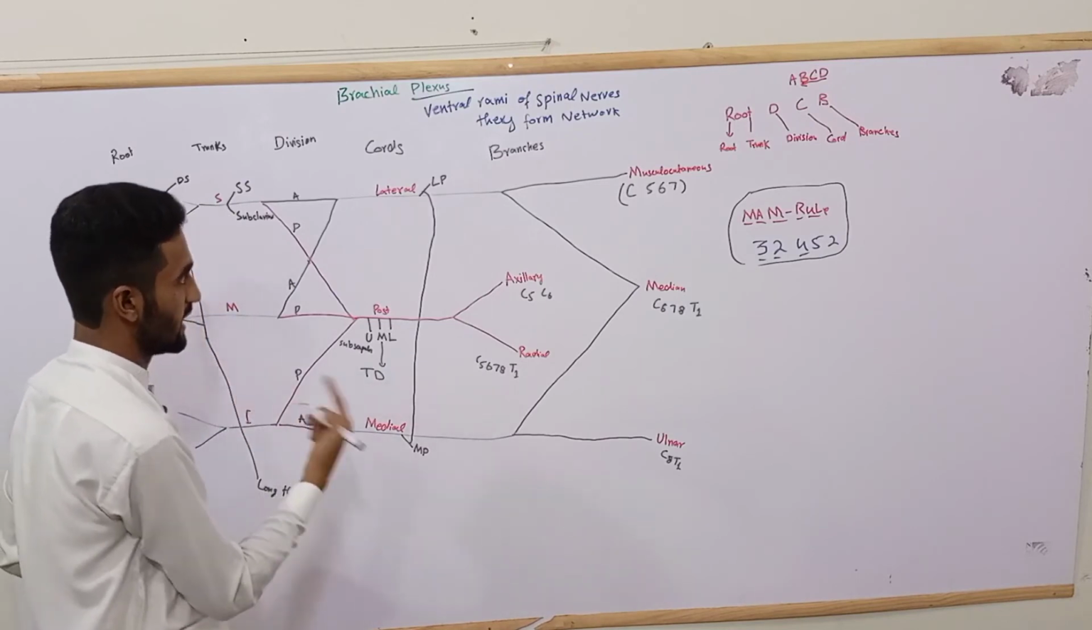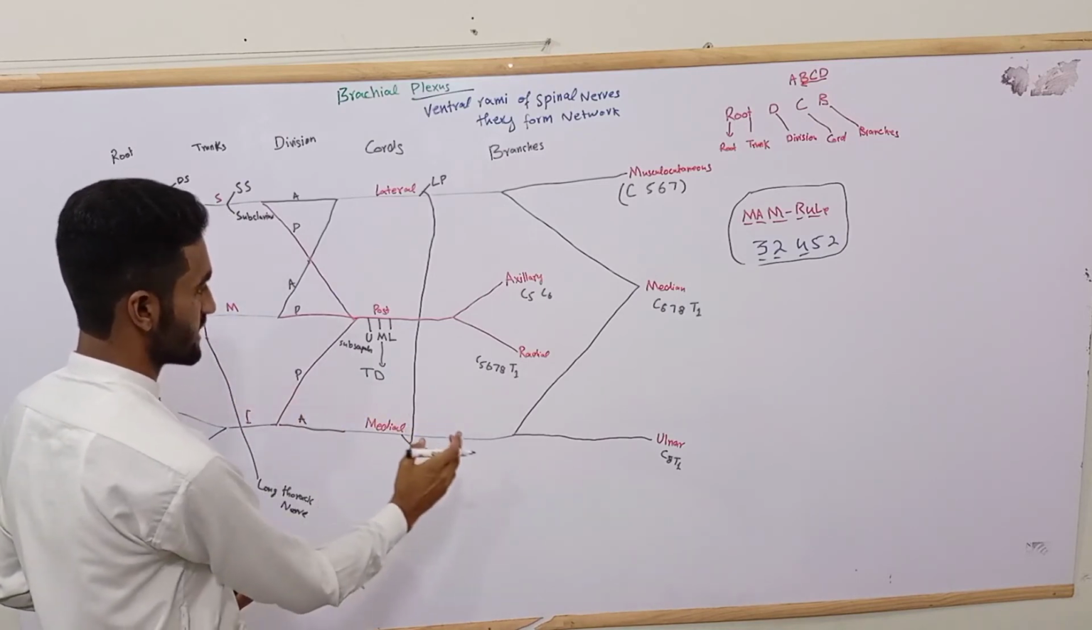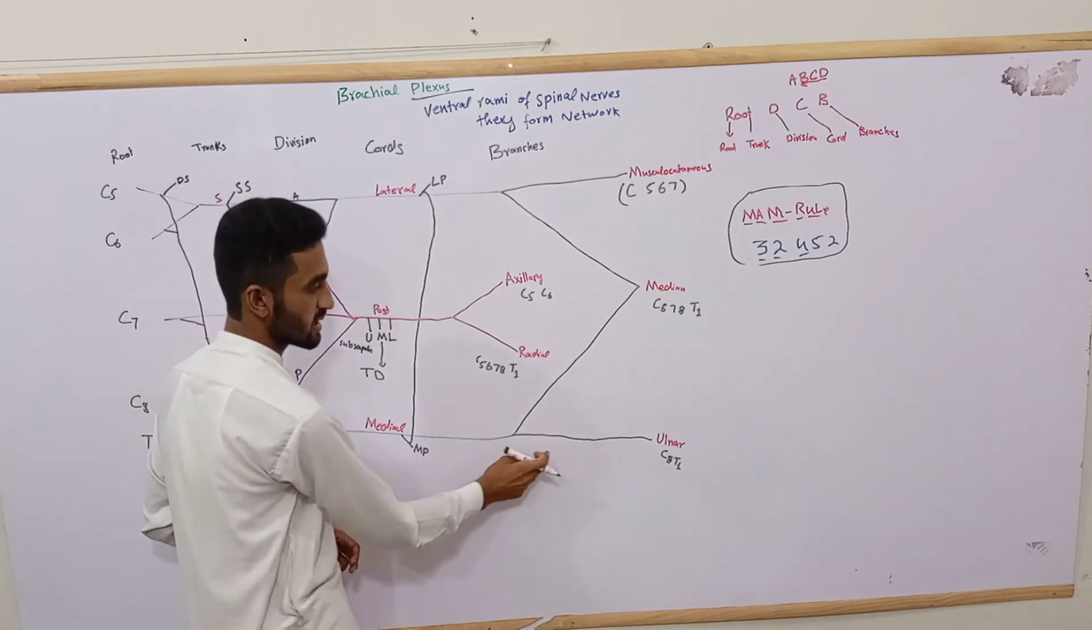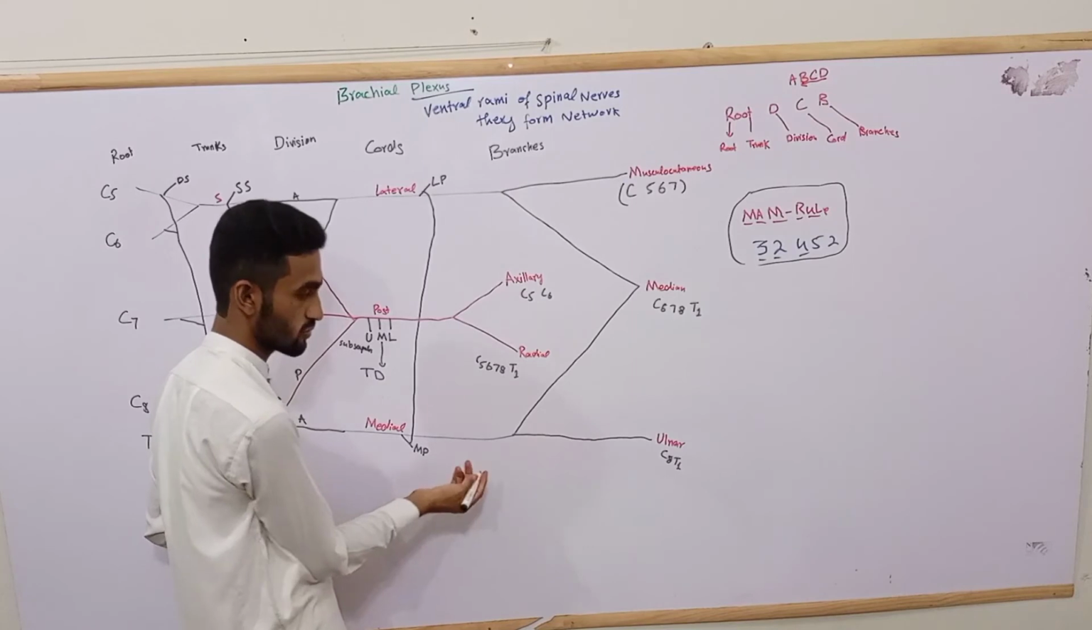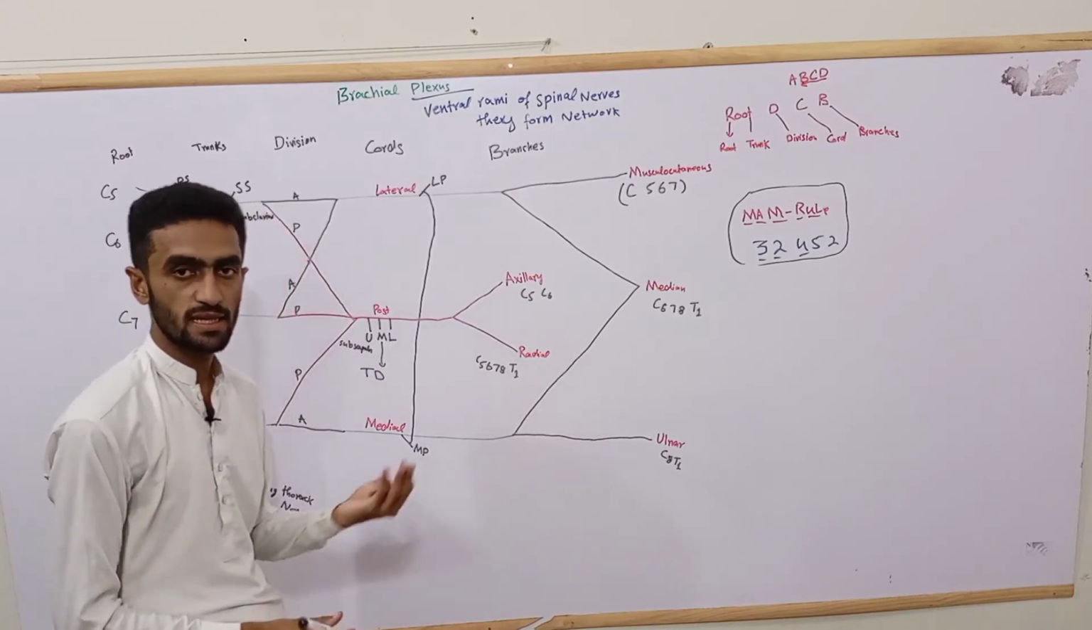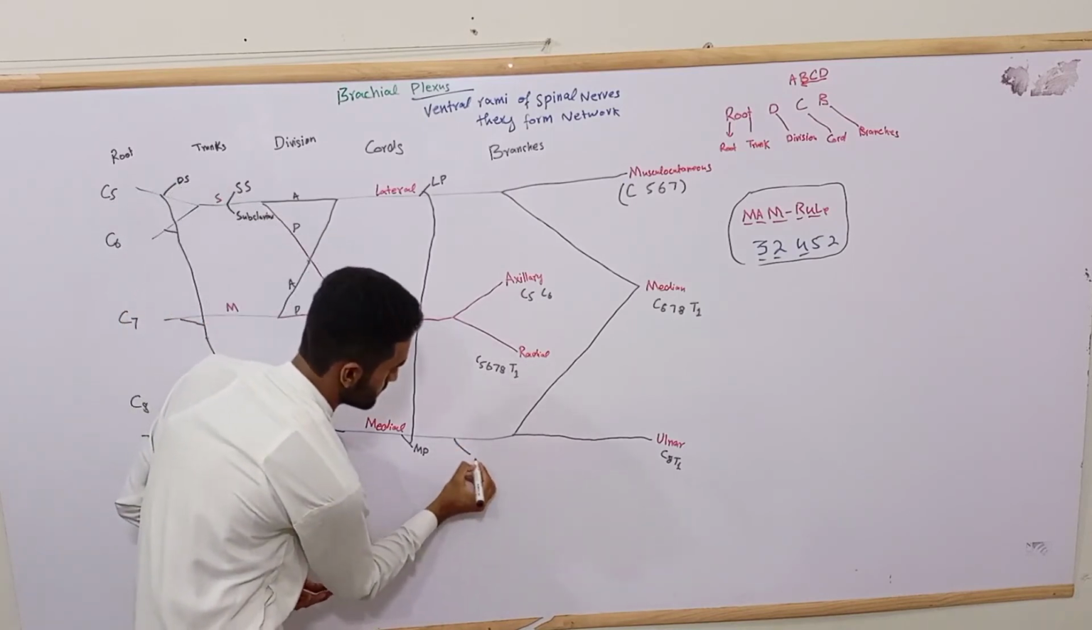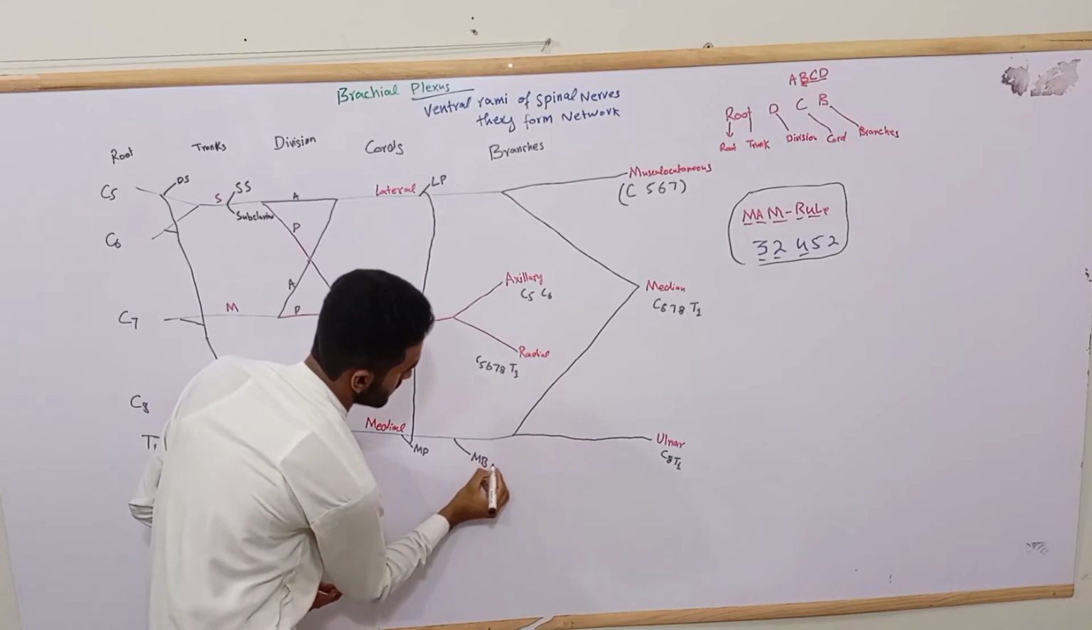Now add some more stuff. So right here, at the branching level, from the medial cord and other two nerves coming right here, that is the medial brachial cutaneous.